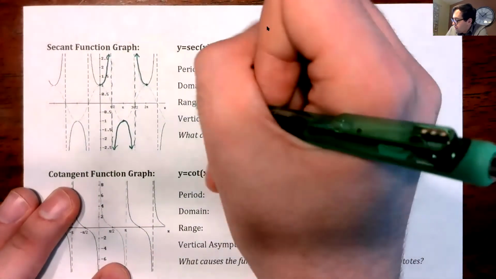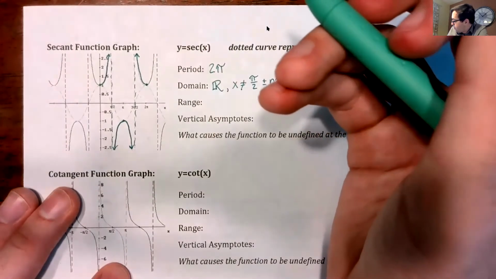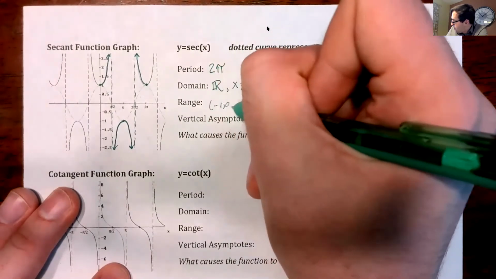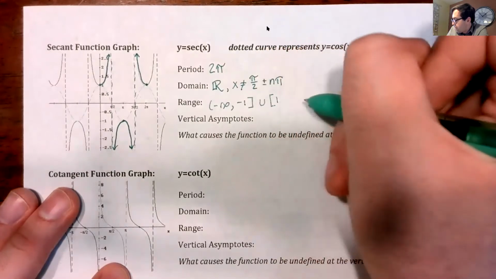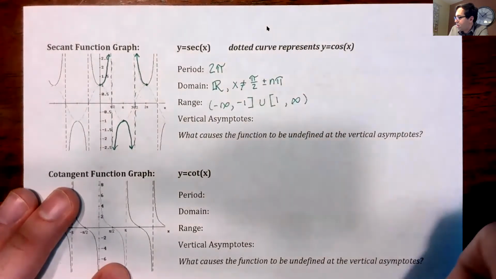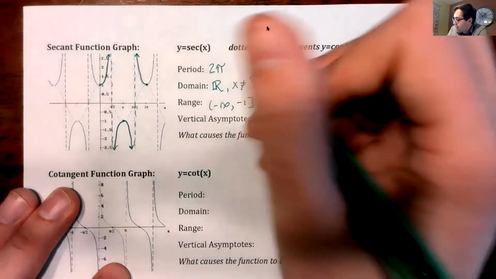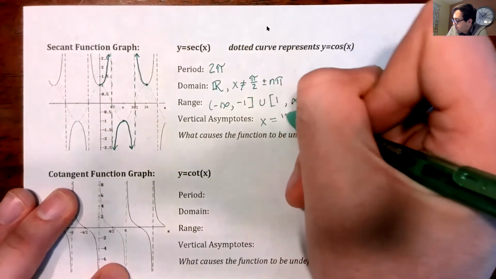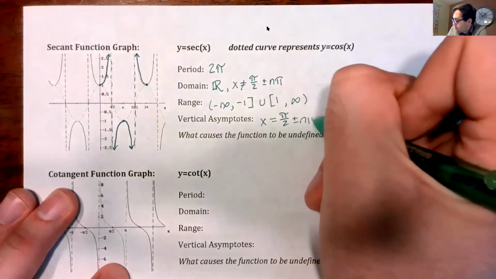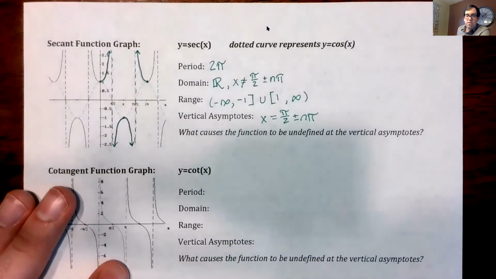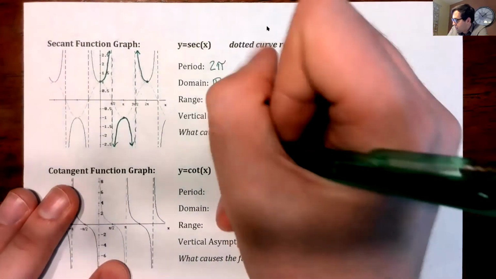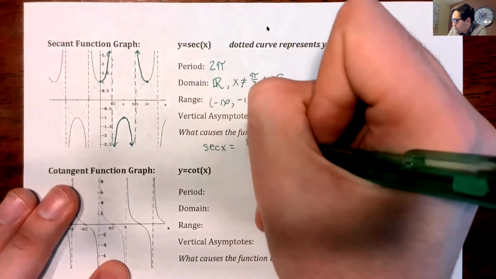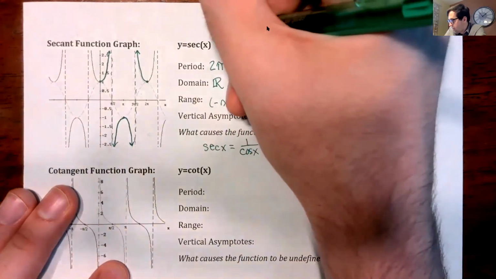The range is going to be from -infinity to -1, including the -1, and then pick it back up again at 1 and go to infinity, just like with cosecant. And the vertical asymptotes we can steal straight from the domain. And then this question here, what causes the function to be undefined at the vertical asymptotes? And this happens because, as we know, secant is 1 over cosine. I could have even written that up here like I did earlier.